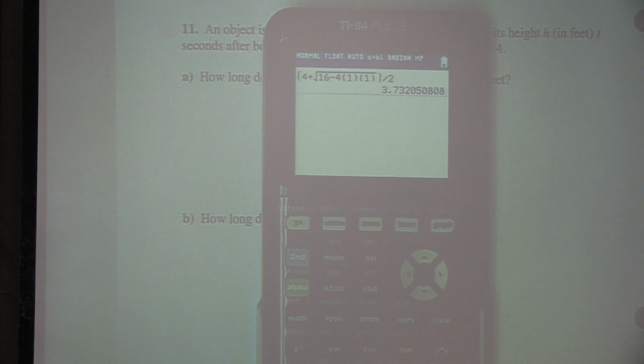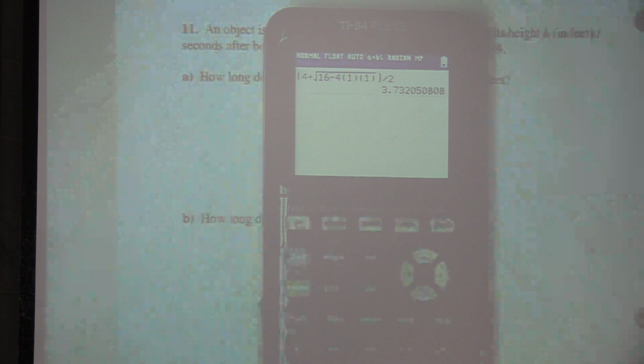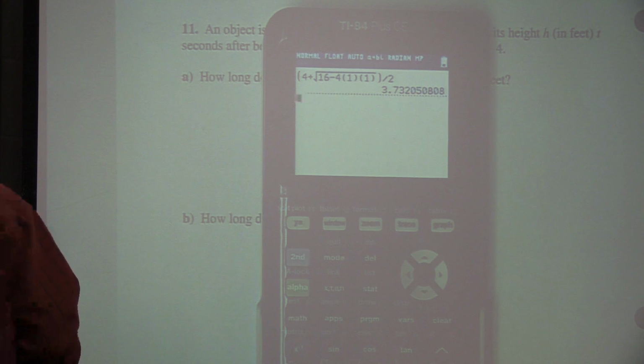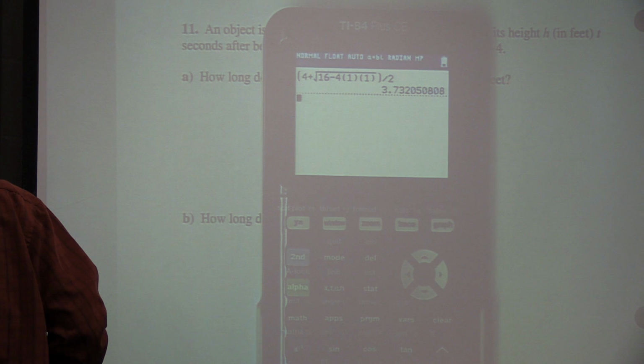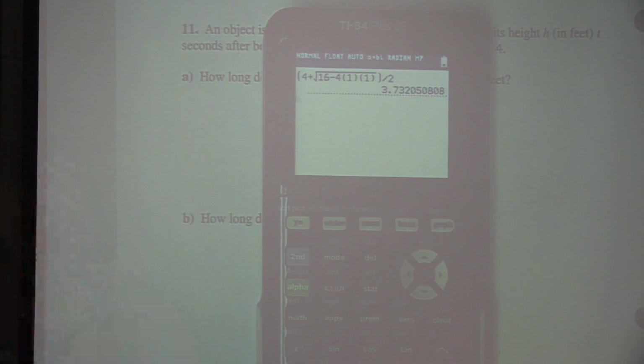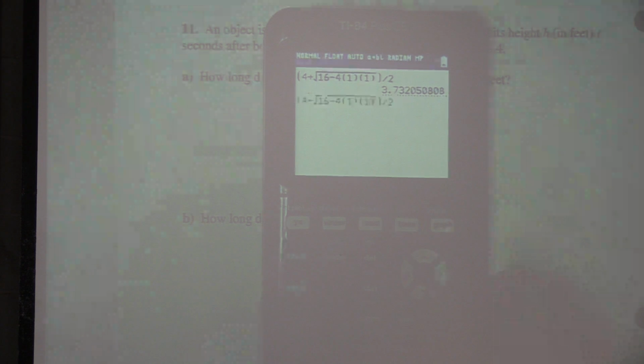And when you hit enter, you should get an approximation of 3.73. Let's round it to 3.7 seconds. Now let's try the minus, and oftentimes you just end up throwing it away because it would be the negative. So actually it's not going to be in this case. So one answer is going to be 3.7. Also, t is going to equal, I'm just going to do second entry, minus, it should be 0.3 seconds, approximately.